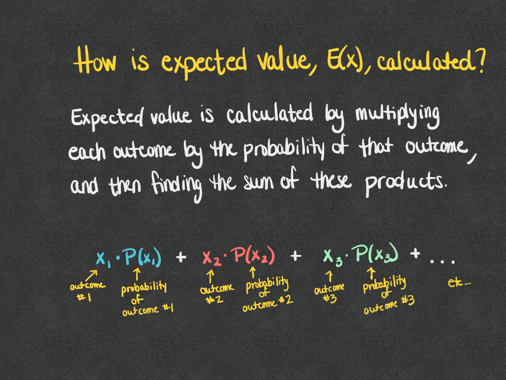So expected value is calculated fairly simply, actually. What you do is you find the probability of every outcome that could take place in a given scenario, and then you multiply by the outcome itself. Okay, so what you're actually going to gain or lose, and then you find the sum of all of those products. So for example, outcome number one might be that you're playing a game and you win $3. So outcome number one would be $3. And the probability that you win $3 might be, say, 1/4.